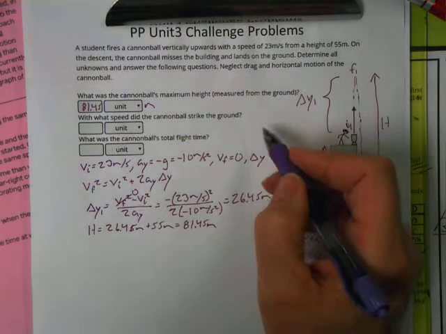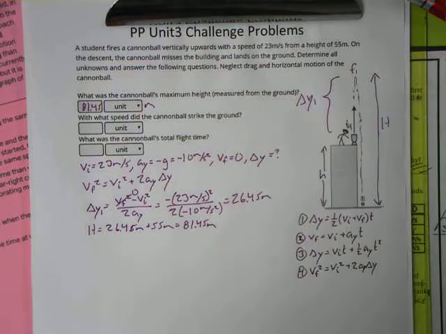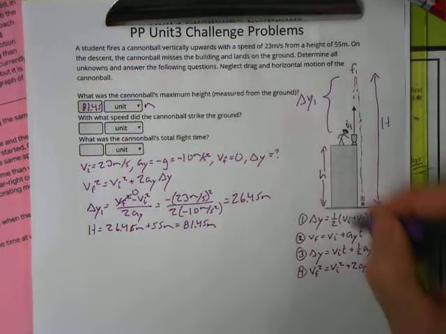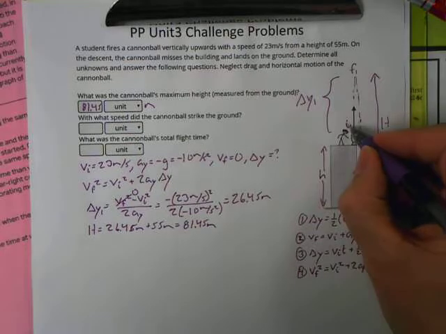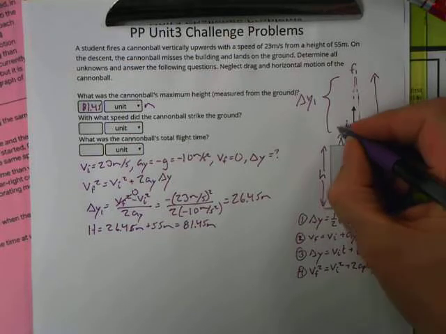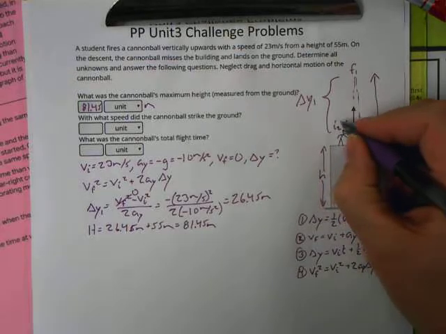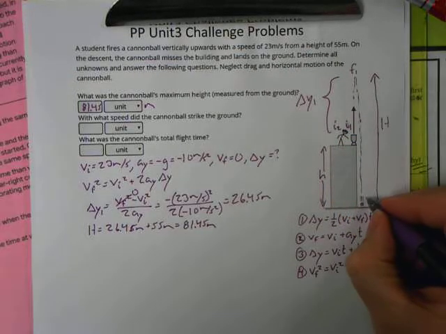What speed did the cannonball strike the ground? Okay, this time around I am going to go with the entire flight. So this was my initial location for part 1. This is also going to be my initial location for part 2, and this down here is going to be my final location for part 2.